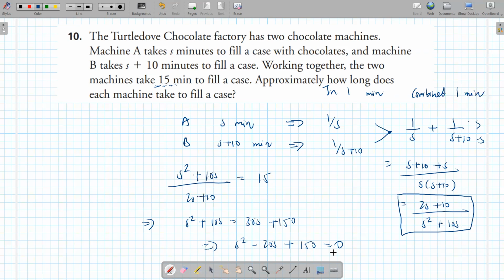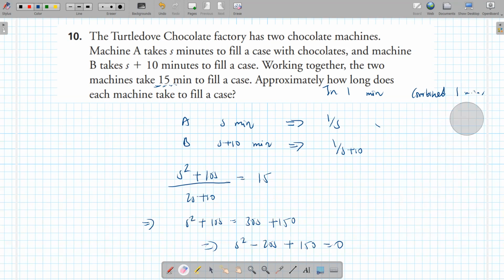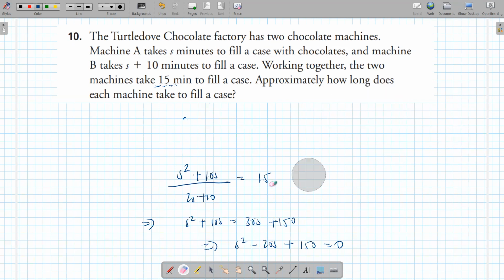Multiplies to positive 150. 10 and 15 doesn't work. Yeah, I don't know. I think they just want us to use the quadratic formula for most of these. 30 and 5 doesn't work. 25 and 6 doesn't work. I can't really think of anything that works, but that's fine because we have a quadratic formula.